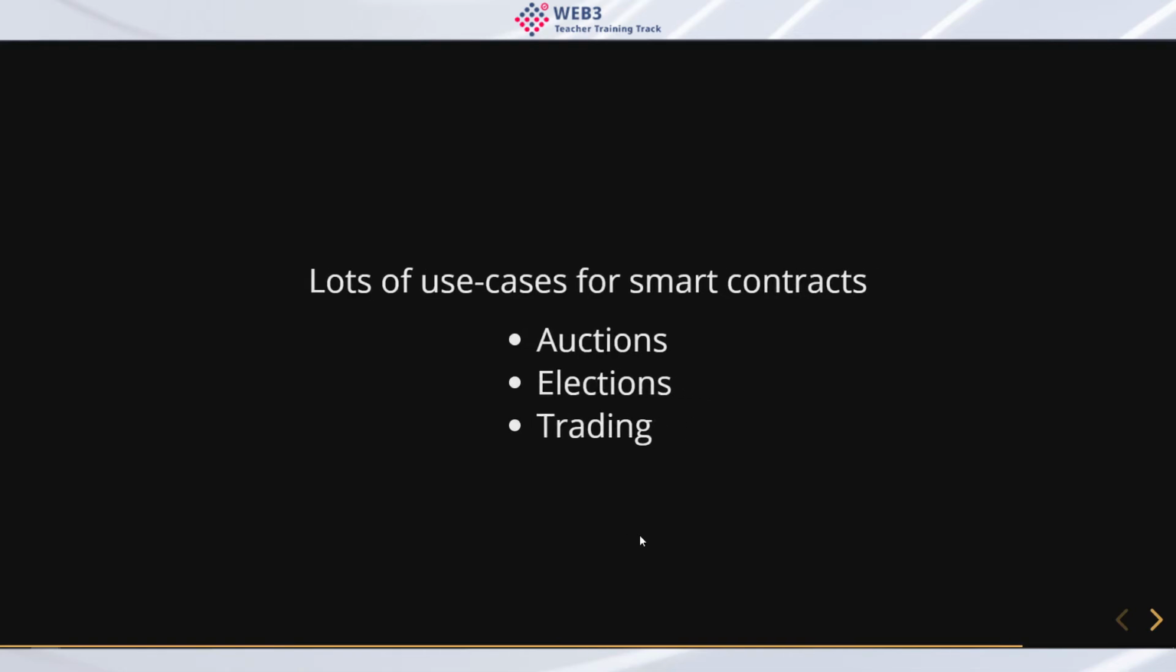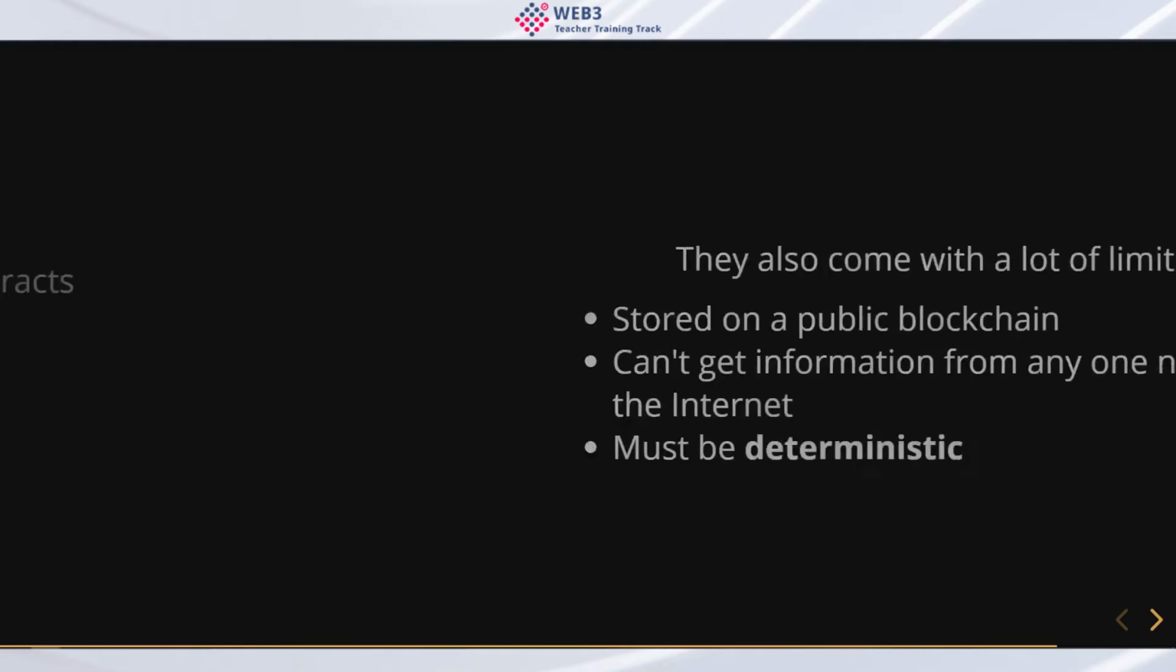So we have a lot of use cases for smart contracts. Here is just a very small selection: auctions, elections, trading. Obviously, on top of smart contracts, you've probably all heard of ERC20 tokens, where someone implements a cryptocurrency on top of Ethereum, right? So it's like a cryptocurrency inception type deal. And that's done using smart contracts.